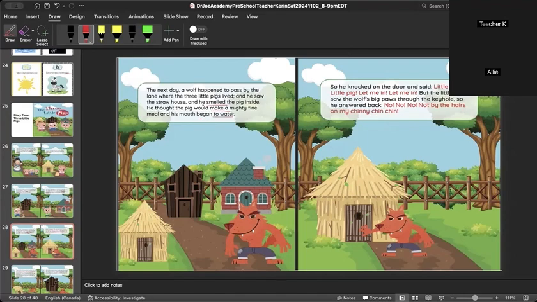So here, and he saw the straw house and he smelled the pig inside, which means that through his nose he can smell him. So he's a fox, right? Yeah. So he thought the pig would make a mighty fine meal, and his mouth began to water. Perfect. And can you read the next?